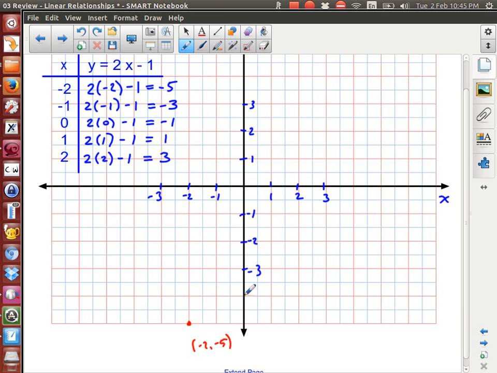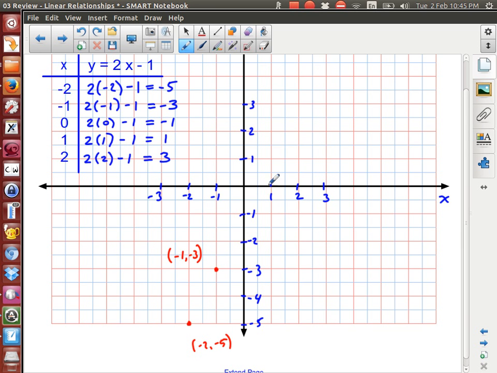And I'm just going to go ahead and finish my scale here. So there's -4, there's -5. I think I'm good with the rest of the scale that I've got here. So let's go to my next point. X equals -1, y equals -3. So there's my next point. -1, -3.